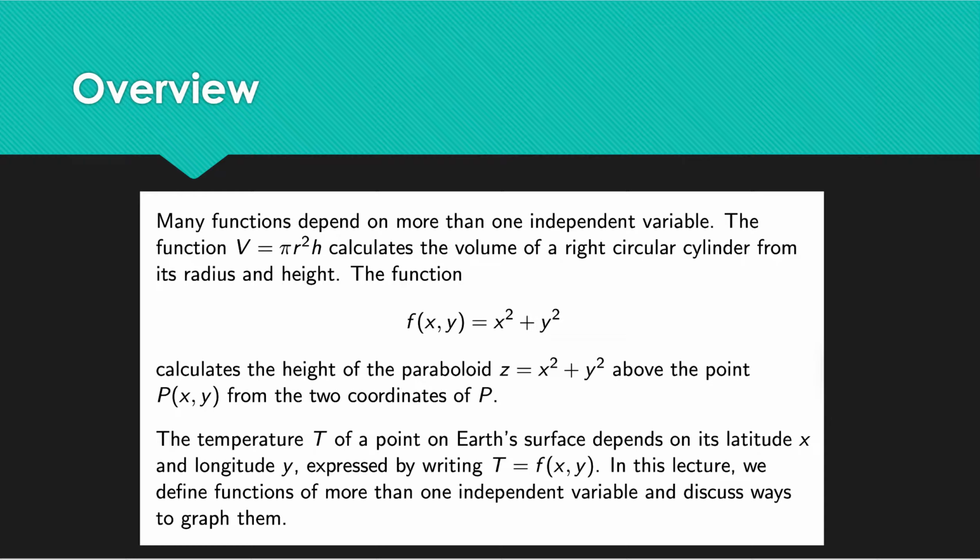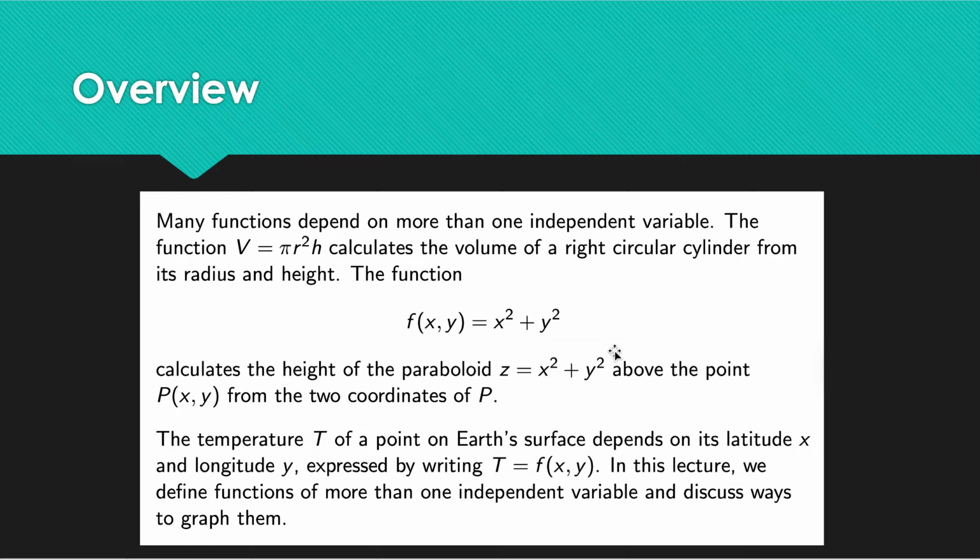So a good example is the volume of a cylinder. The volume of a cylinder depends on the radius and height. As the radius changes, so does the volume. As the height changes, so does the volume. So volume depends on two different variables. So I can say there's another function, f of xy, and it depends on two things also. It depends on x squared and y squared.